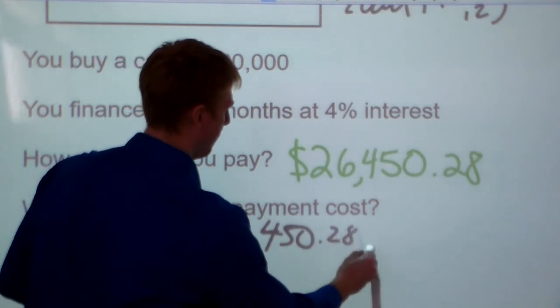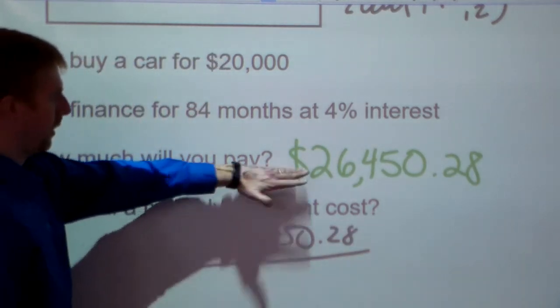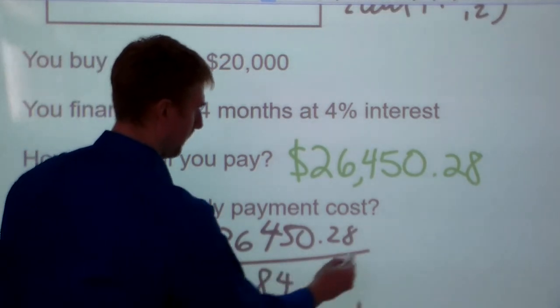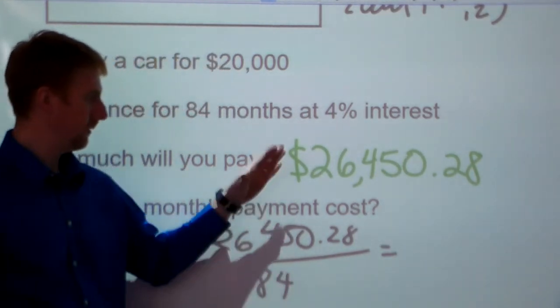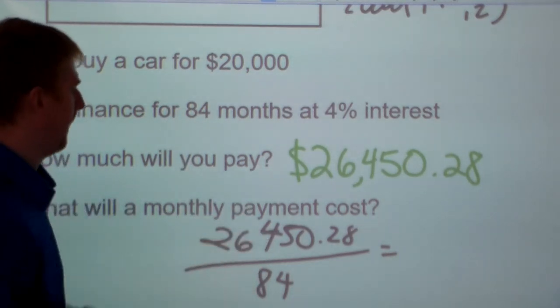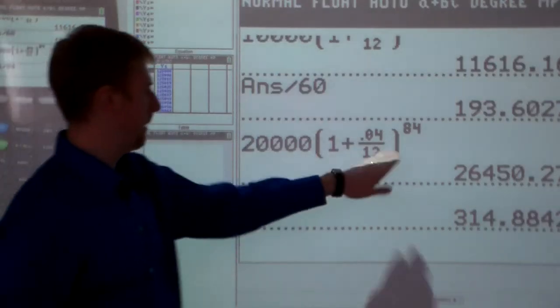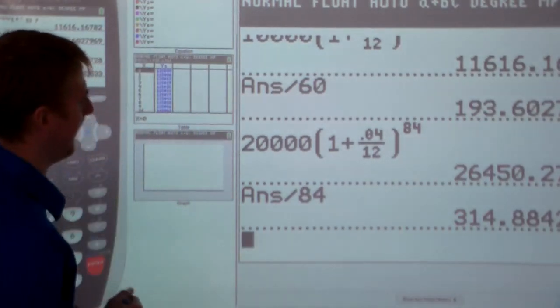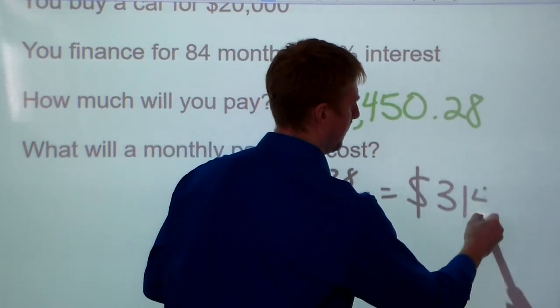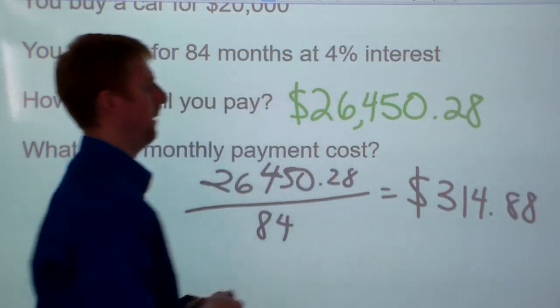So now that I've got my total, I'm going to figure out what happens if I pay that over the course of 84 months. So I take that total I paid and divide it by how many months I'm going to pay for it. I'm paying over 84 equal payments, so let's divide it by 84. So if I take that number, divide by 84, I get $314.88. So that means that each month, I'm going to pay $314.88 to pay off this car.